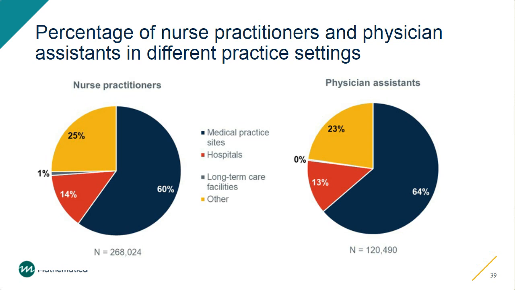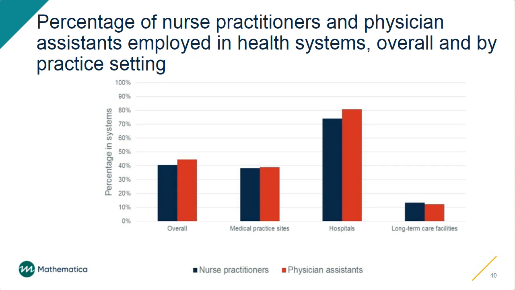Okay, so next we're going to look at these practice settings. Among these practice settings, what percentage of NPs and PAs are employed in health systems? So overall, just over 40% of NPs and close to 45% of PAs were employed in practice settings affiliated with systems in 2018. And I just want to point out here that these figures are fairly similar, but a little bit lower than the percentage of physicians affiliated with systems in 2018, which was about 51%.